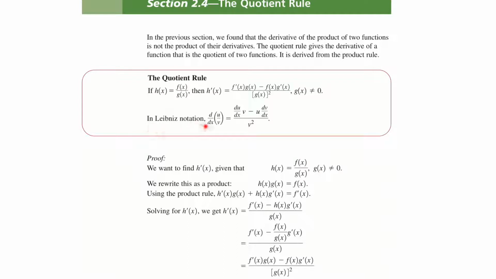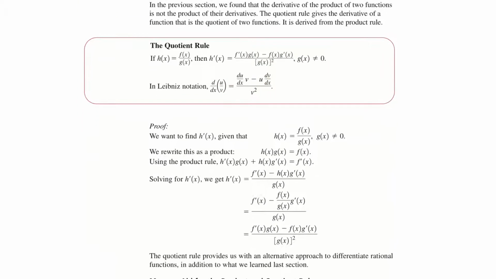In Leibniz notation, d over dx of u over v is the derivative of u with respect to x times v minus u times the derivative of v with respect to x, divided by v squared, when u and v are functions of x.